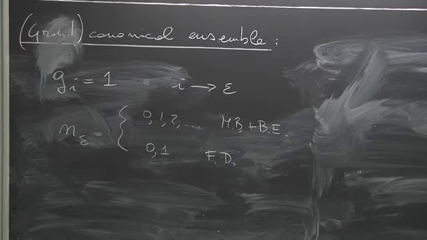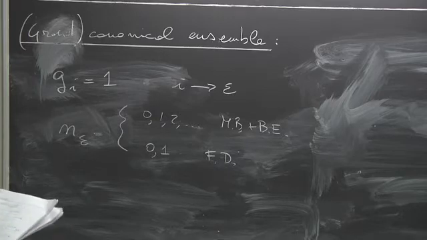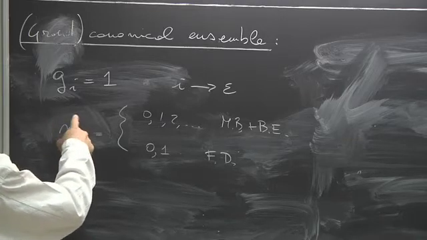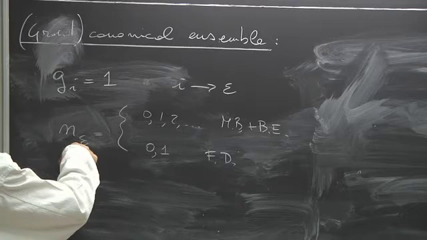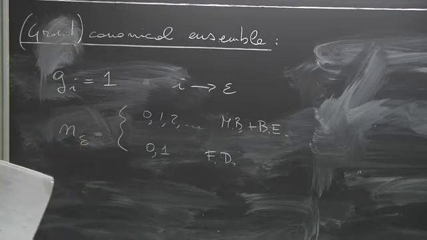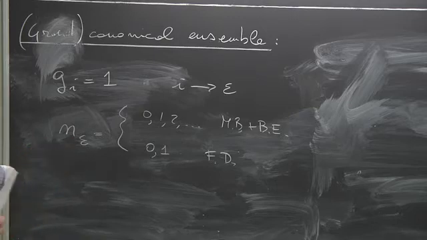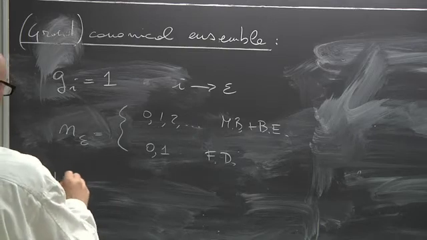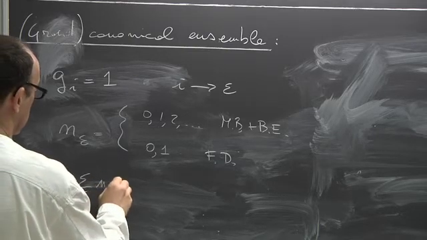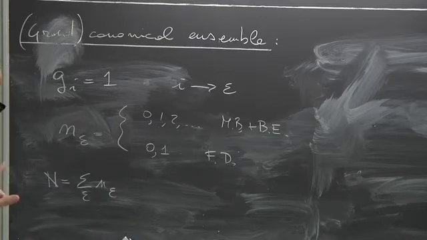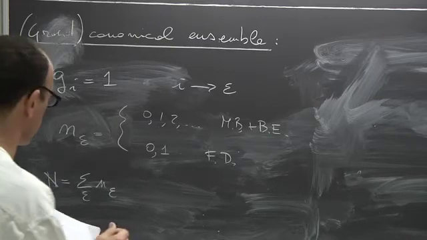And my microstate will be essentially given by all possible ways in which I can occupy the single particle energy levels, which are consistent in the canonical ensemble with the total number of particles being fixed. So in the canonical ensemble, what I have to do is to compute the partition function.